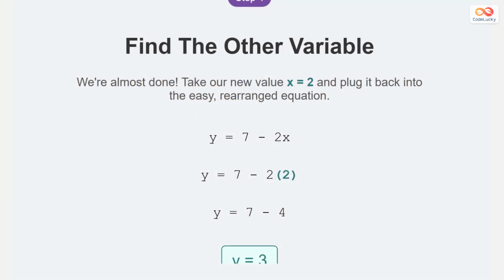We are getting close to the end. For step 4, we find the value of y. We know that x equals 2. We can substitute this value back into our rearranged equation, y equals 7 minus 2x. This becomes y equals 7 minus 2 times 2. That simplifies to y equals 7 minus 4, giving us our result, y equals 3.